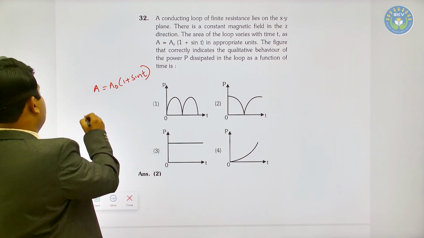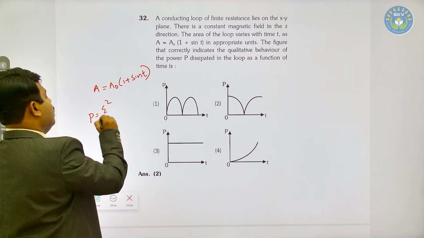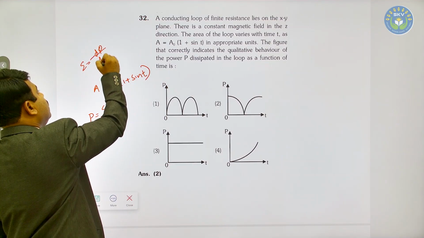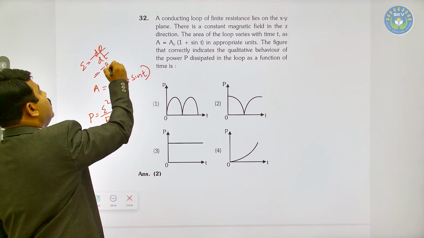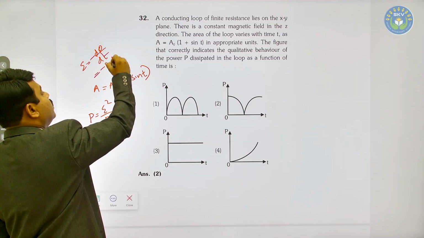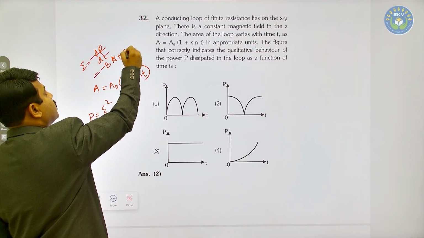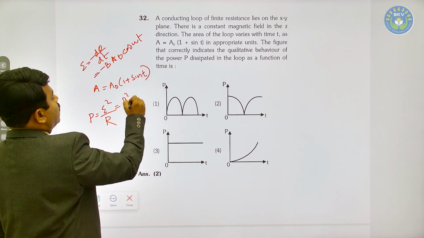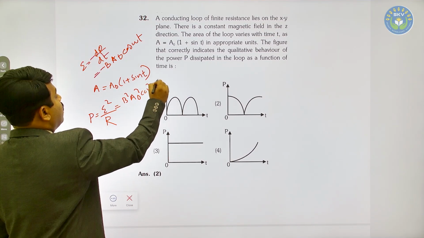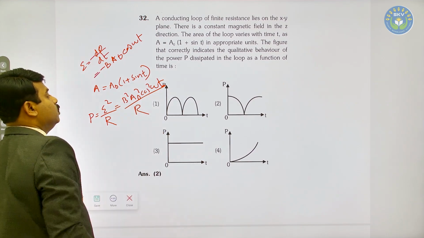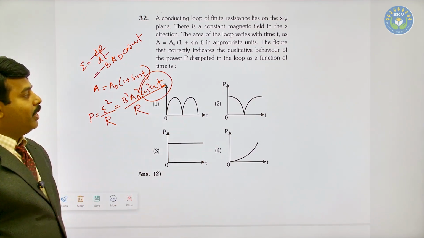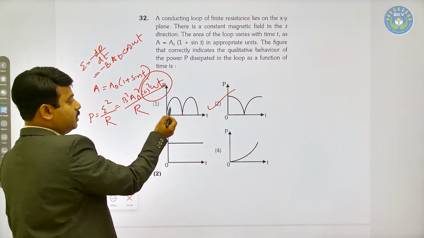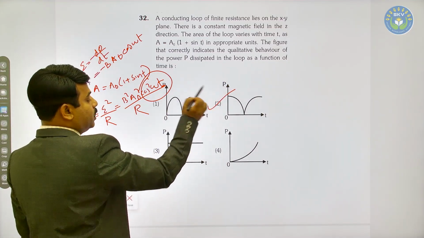Power is equal to what? E square by R. Now what is E? E is equal to minus dφ by dt, that is minus B into dA by dt. On differentiation, sin ωt gives cos ωt. Then power is equal to B square A0 square cos square ωt divided by R. So it is proportional to cos square ωt, right? Cos square graph is like this only, right? This is the sin square ωt graph. So option 2 is correct, right?